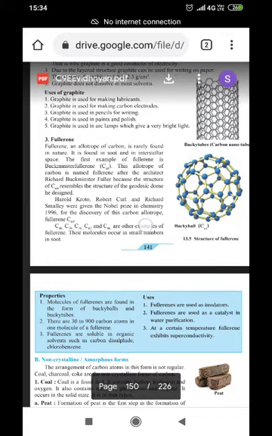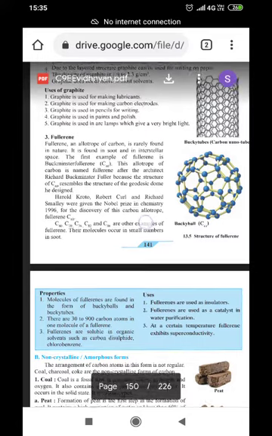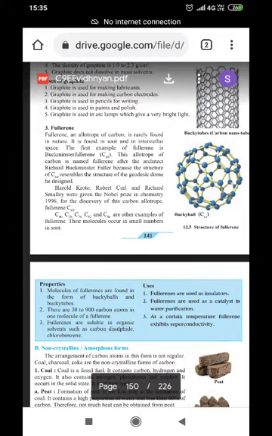Graphite is used in pencils for writing. Everyone knows about the pencil. Graphite is used in paints and polish. Graphite is also used in arc lamps, which give a very bright light. So many uses of graphite are there.